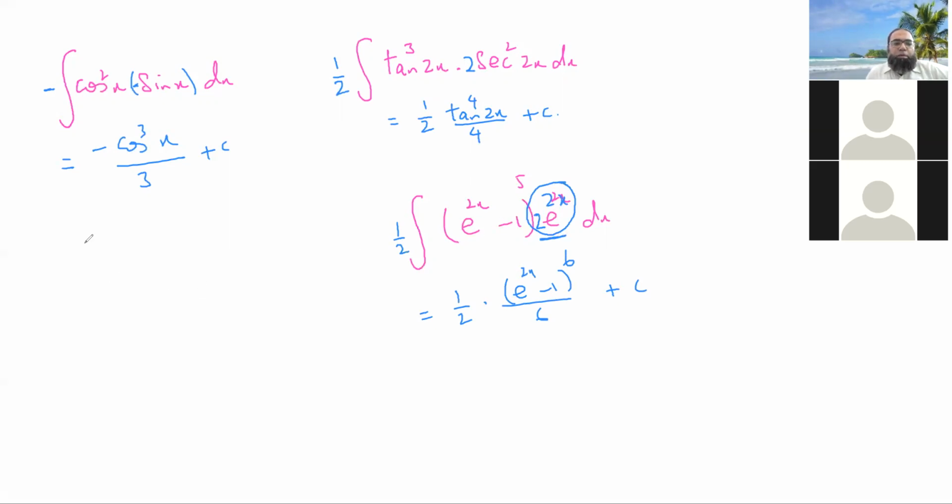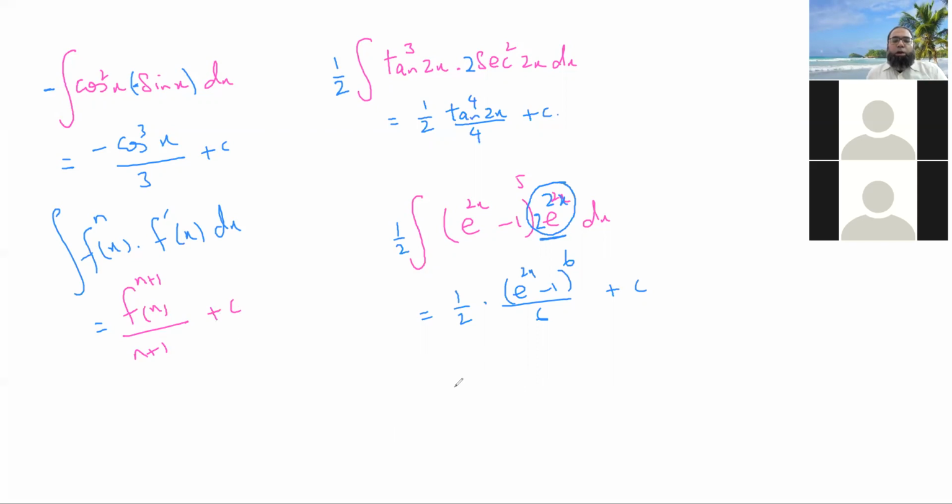So remember that whenever you have f to the power n x and it has as a product its derivative next to it, this can simply be written as f to the power n plus 1 x over n plus 1 plus c.